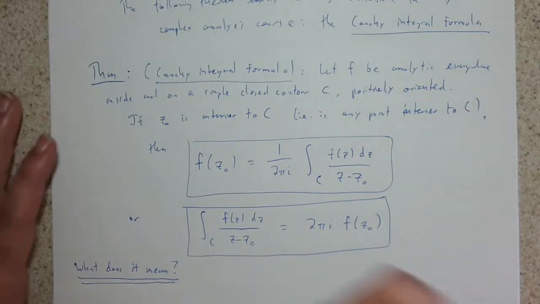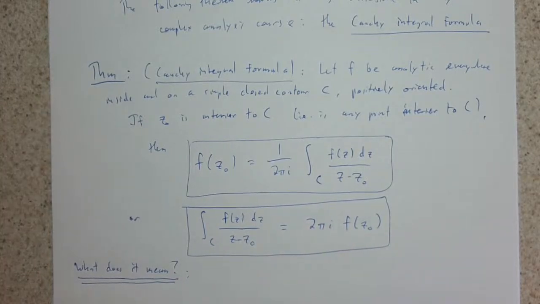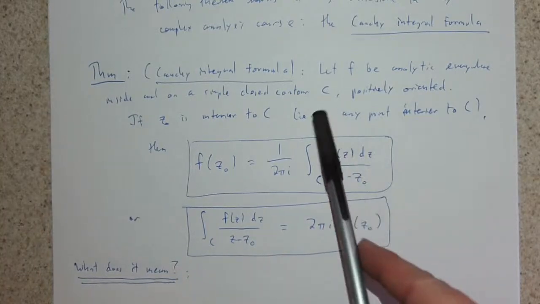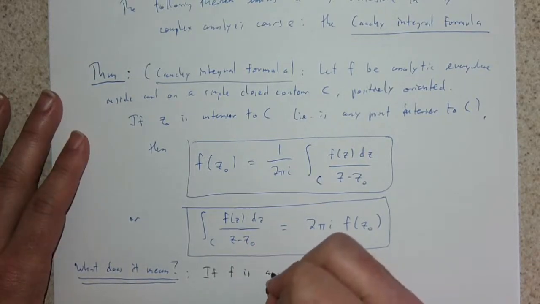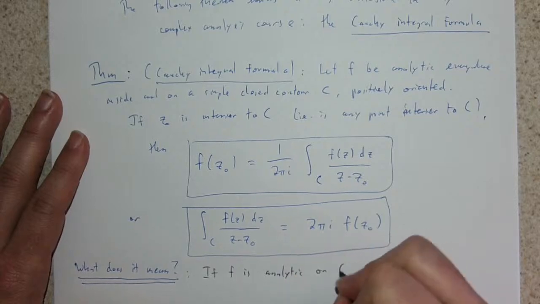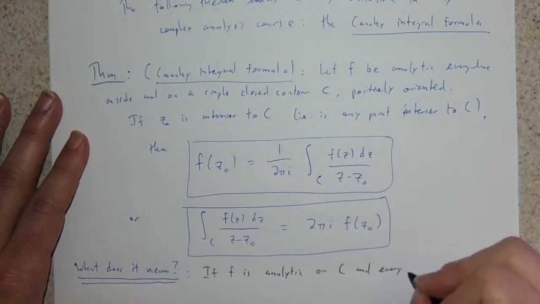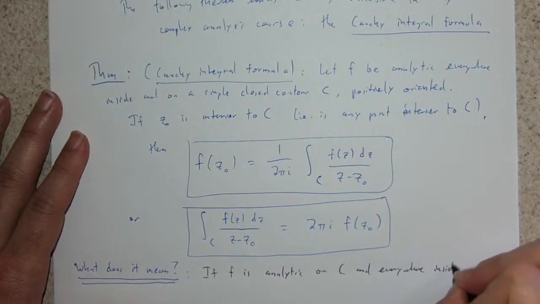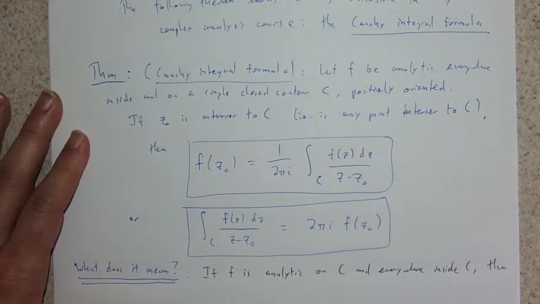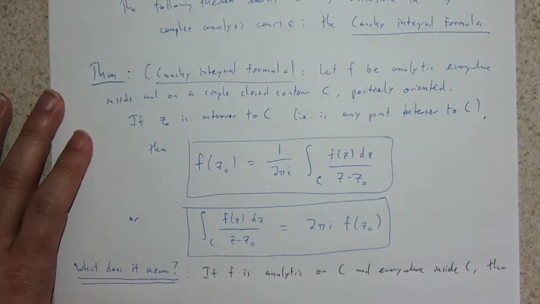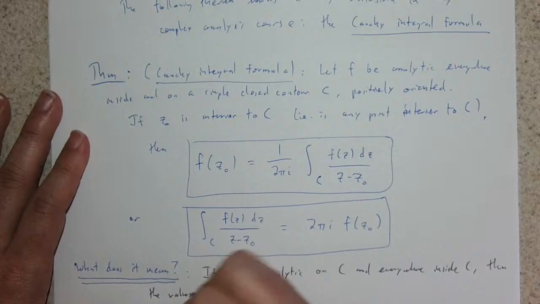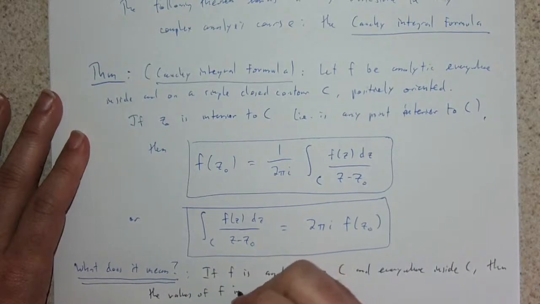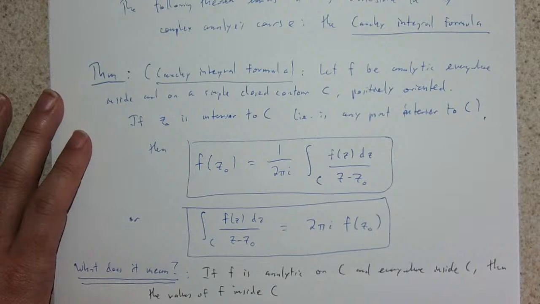It means that if f is analytic on C and everywhere inside, then the values of f inside C are completely determined by the values of f on C.